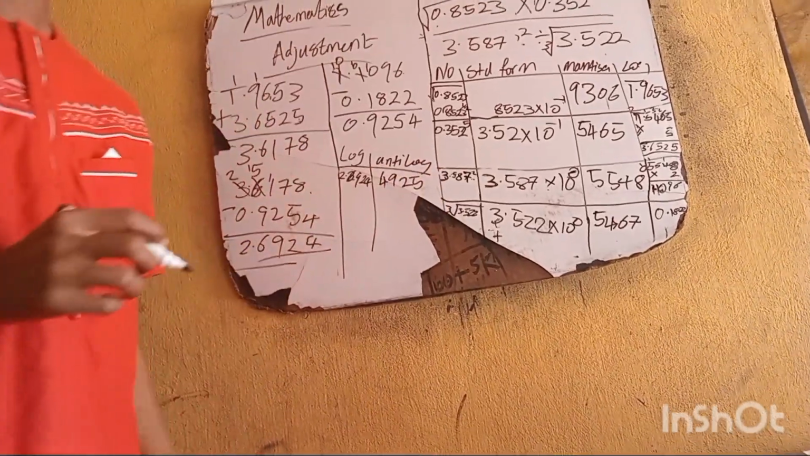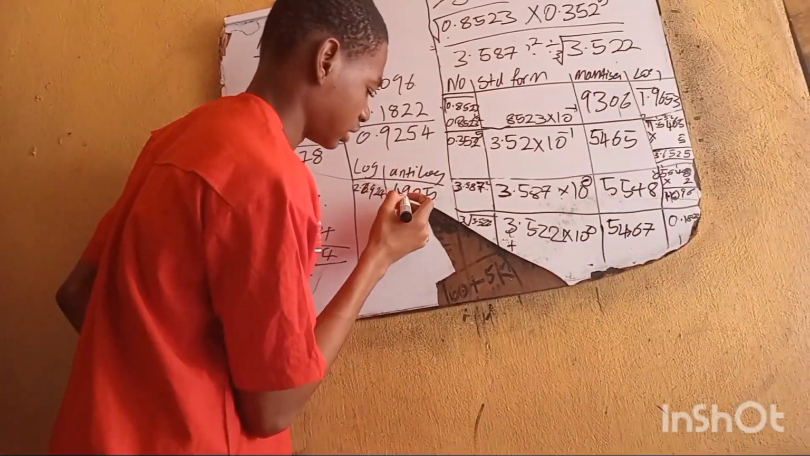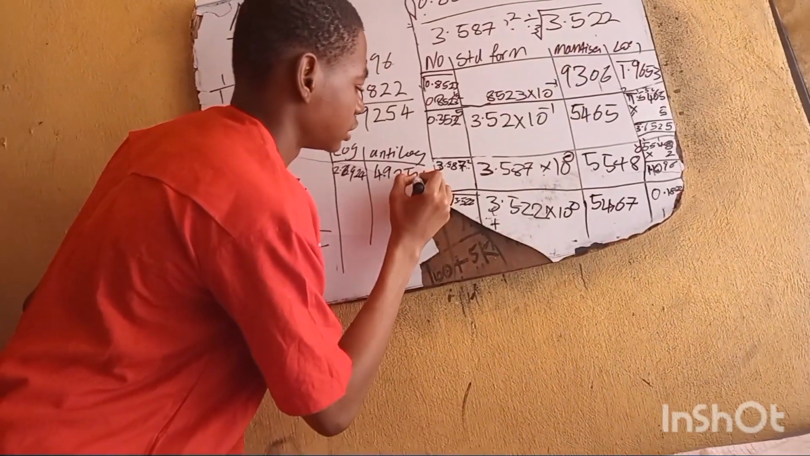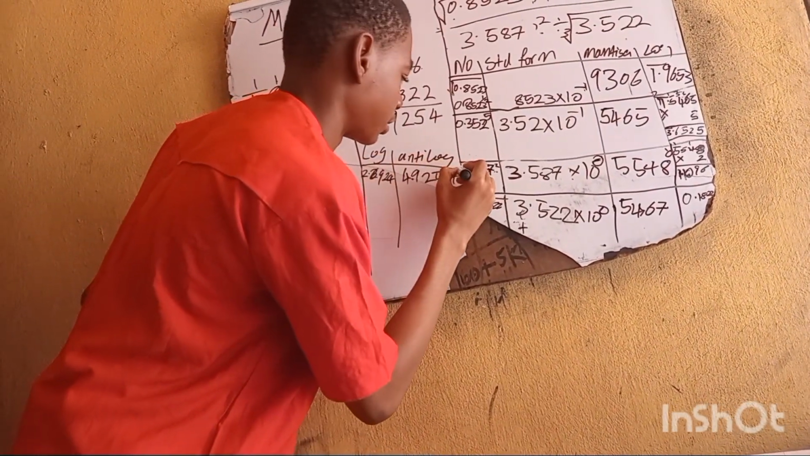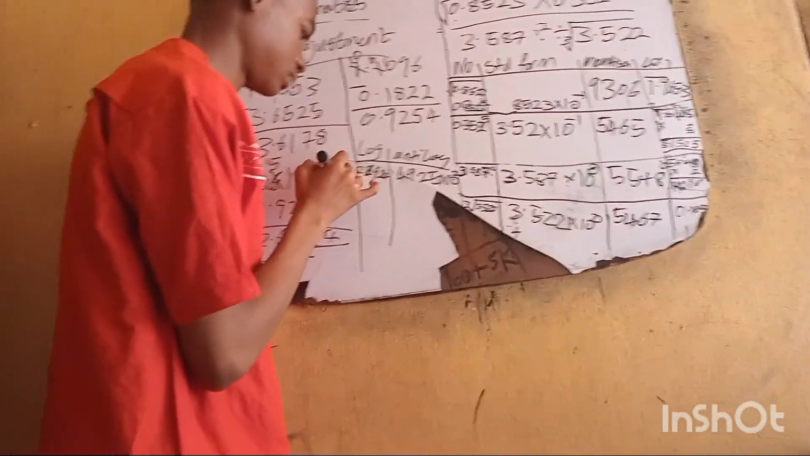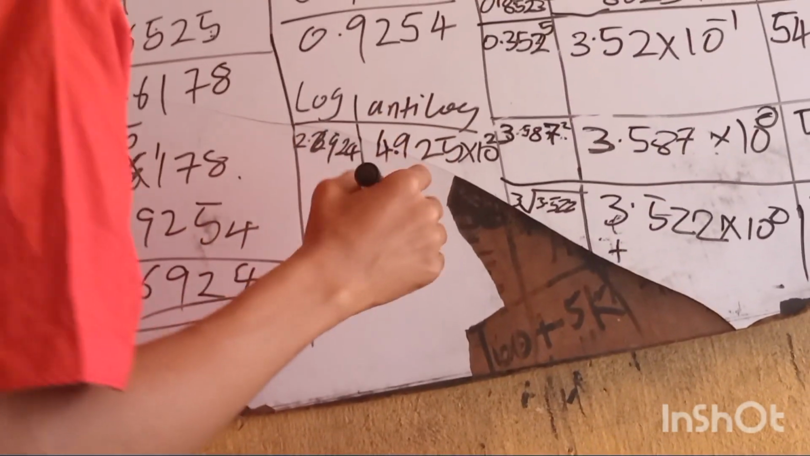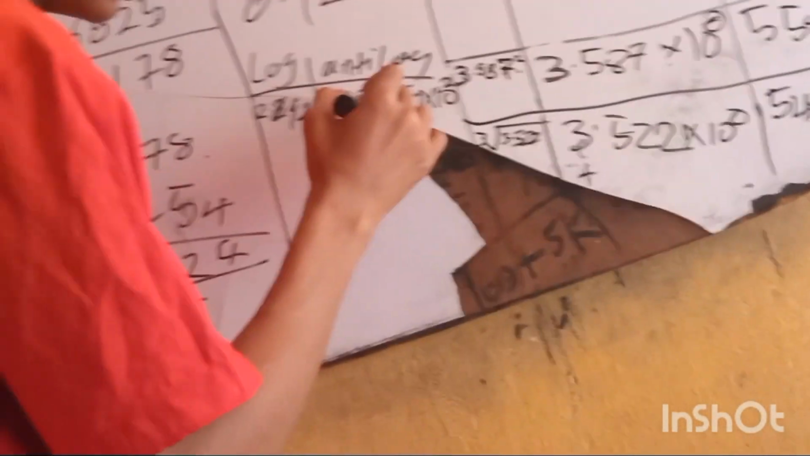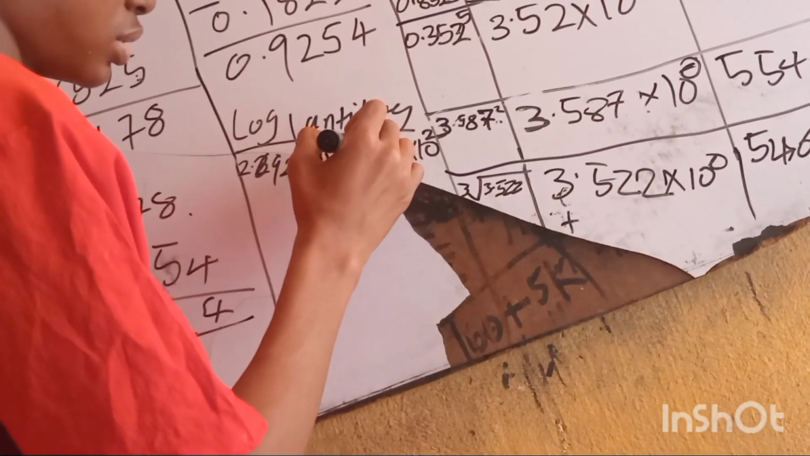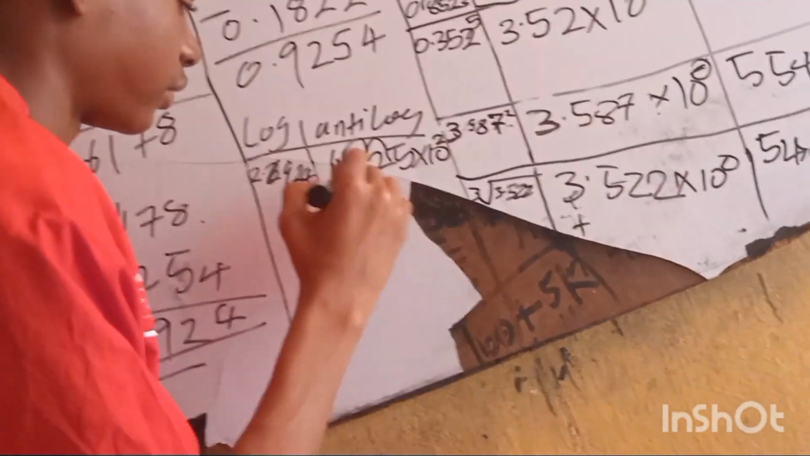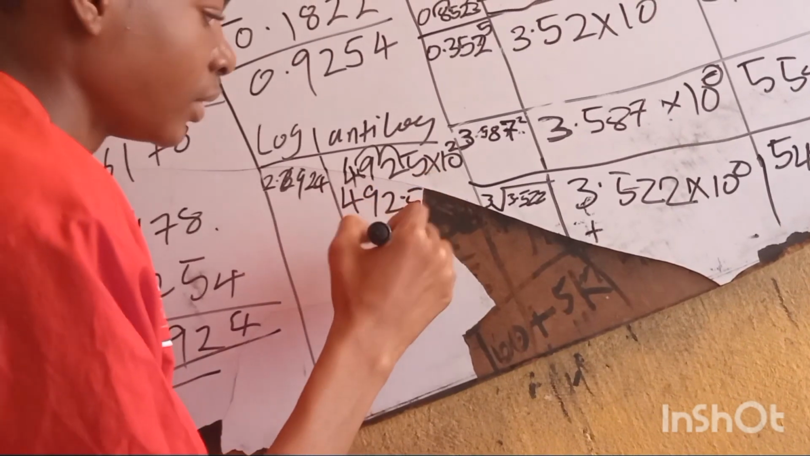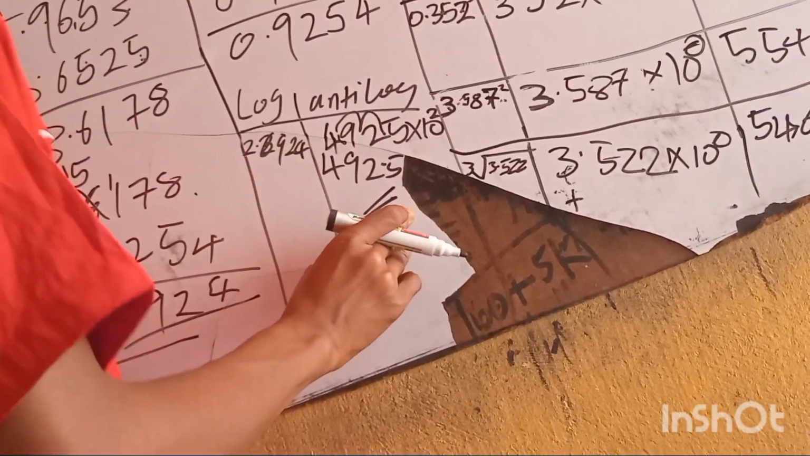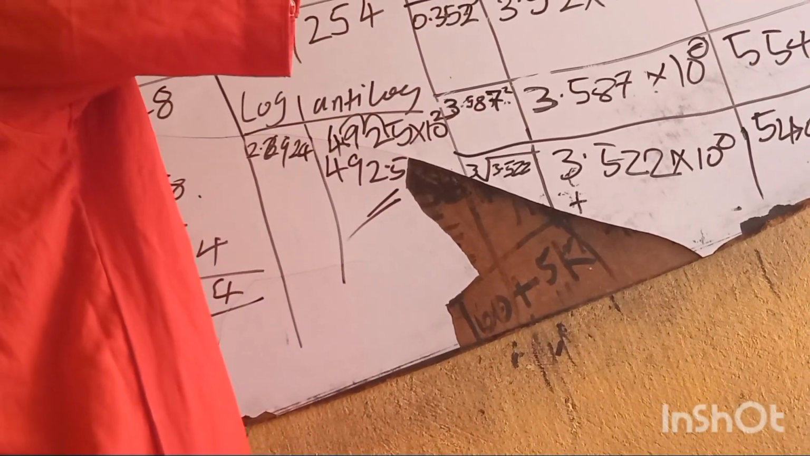Now remember, I told you there's a decimal point here always. And you multiply this by 10 raised to power 2. 10 raised to power 2 is 100, so the decimal point moves 2 places to the right. So we get 492.5. This is the anti-log of this number. We found the solution to the question given to us.